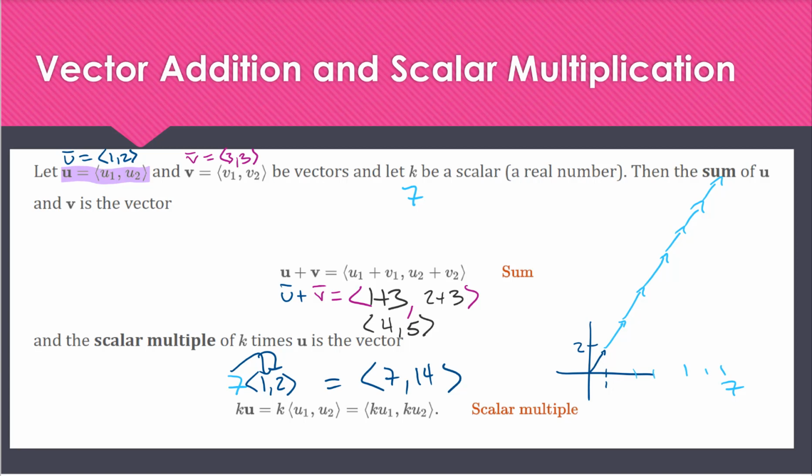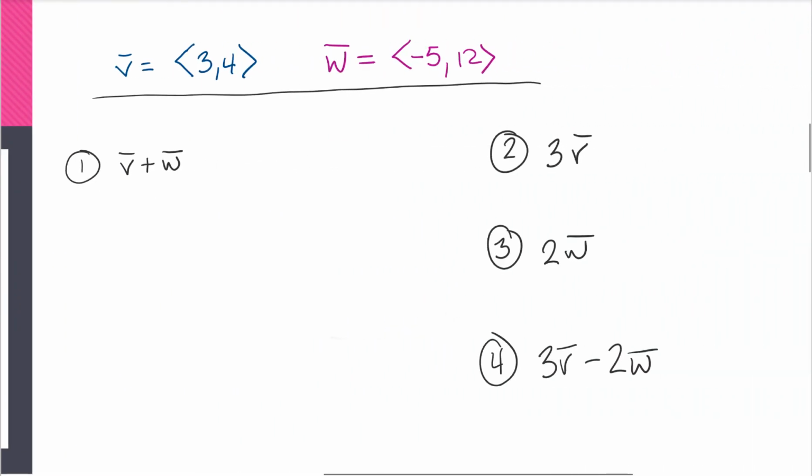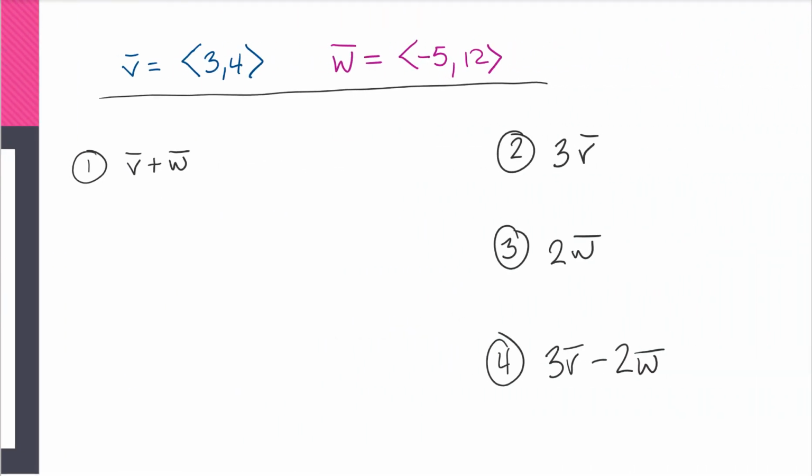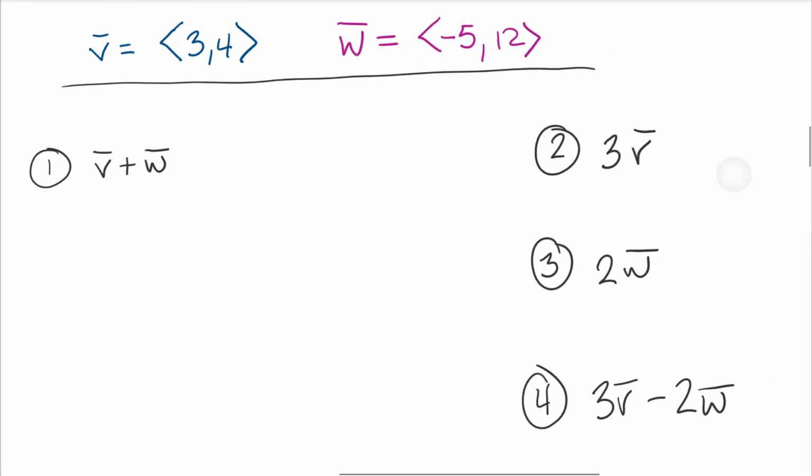Let's tackle a problem ourselves. We got two vectors. I got them set up really nicely. These are what we call cooked up. We got a 3, 4 vector. We got a -5, 12 vector. These would give you perfect hypotenuse.